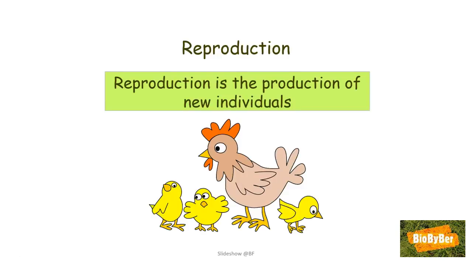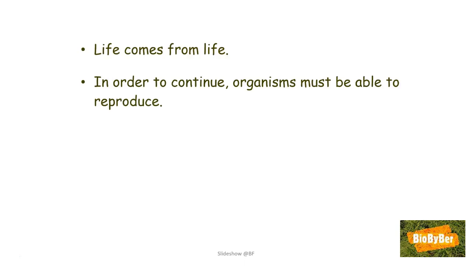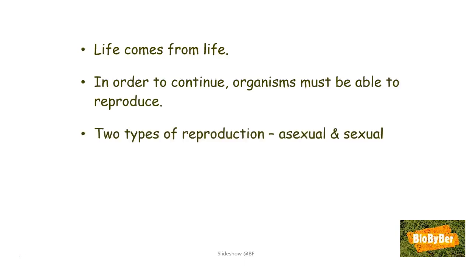This brings us to the last characteristic, reproduction. So reproduction is the production of new individuals. It is a rather chicken and egg situation because all life can only develop from living things. So this means that organisms have to be able to produce offspring of their own type. Life comes from life. In order to continue, the organisms must be able to reproduce.